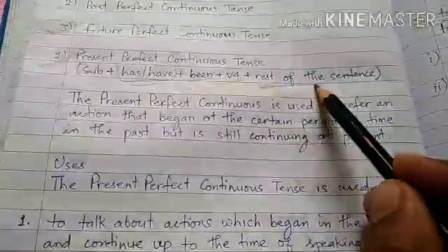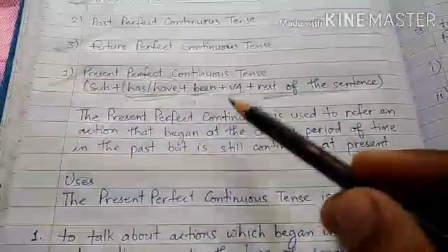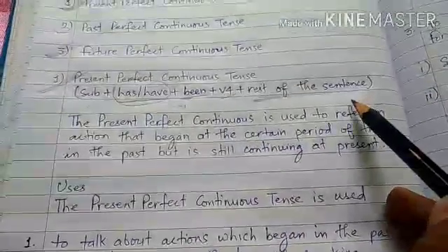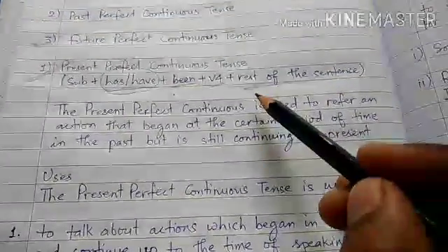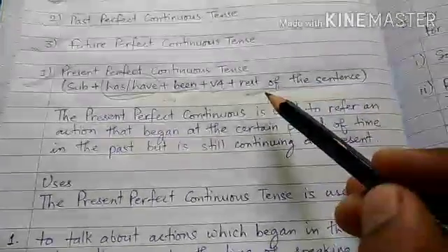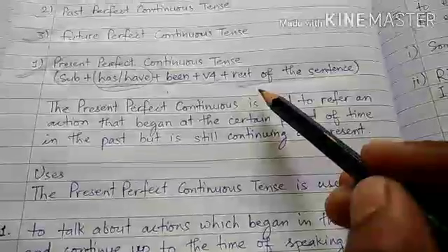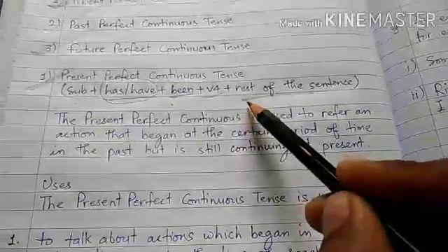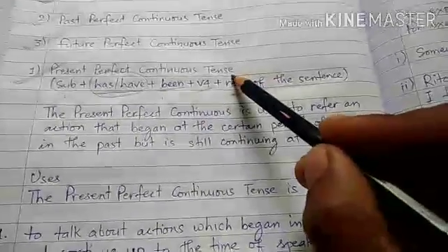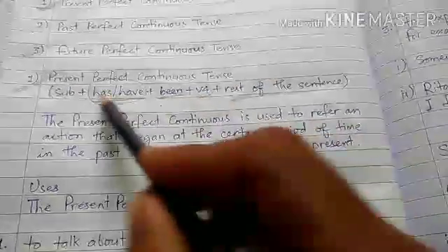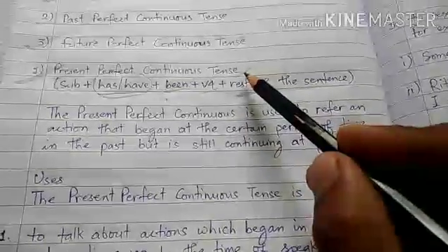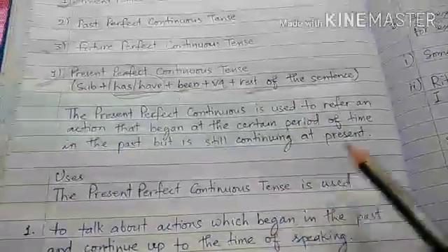Later on in this video we will learn and practice how to transform these affirmative structures into the negative form and the interrogative forms, both negative and positive. But before that we will understand in detail what kind of actions are expressed in the present perfect continuous tense, and what the uses of the present perfect continuous tense are in English grammar. So let us have a look here.